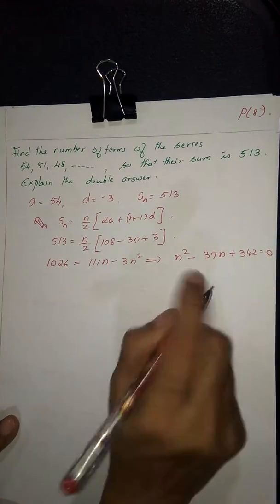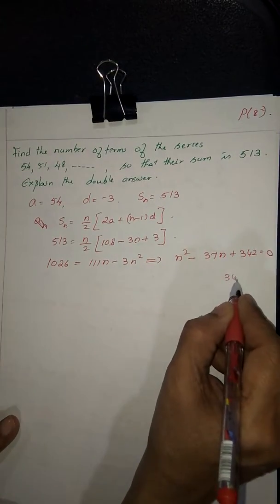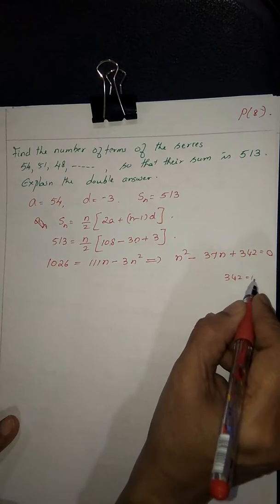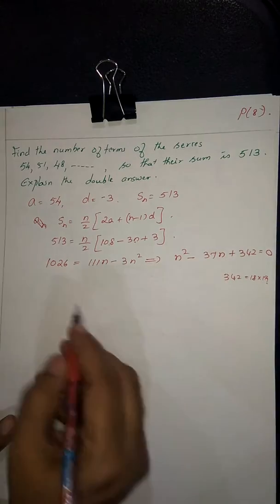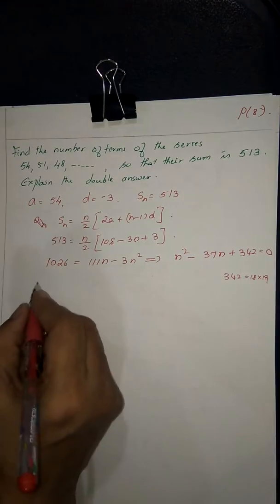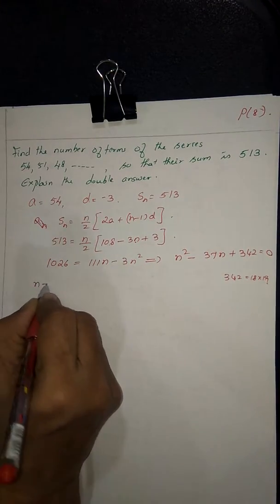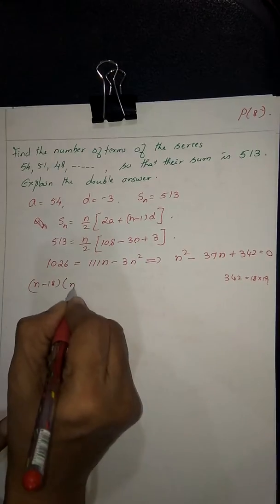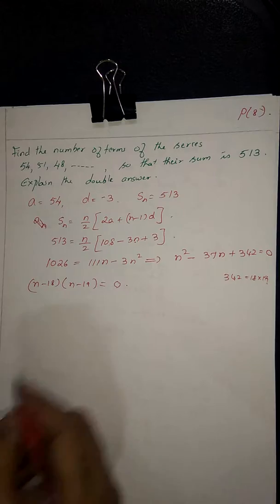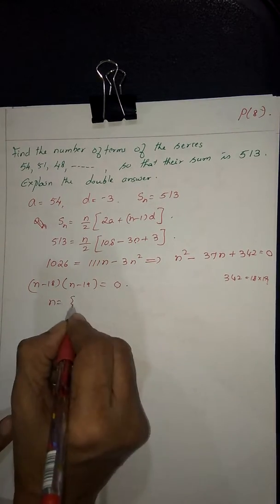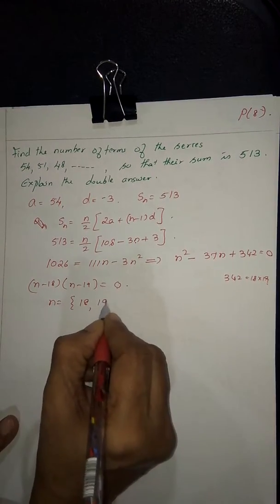So factorize 342. 342 is equal to 18 into 19. So if you add, you get 37. So you can write this as n minus 18 into n minus 19 is equal to 0. So you get n is equal to 18 and 19.